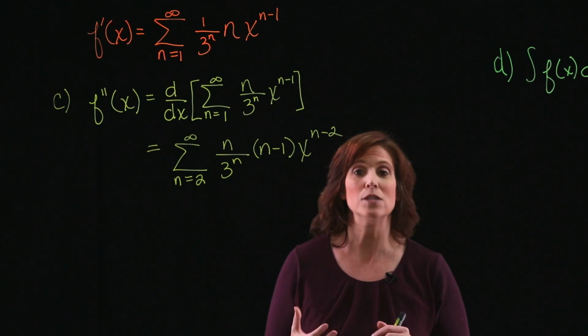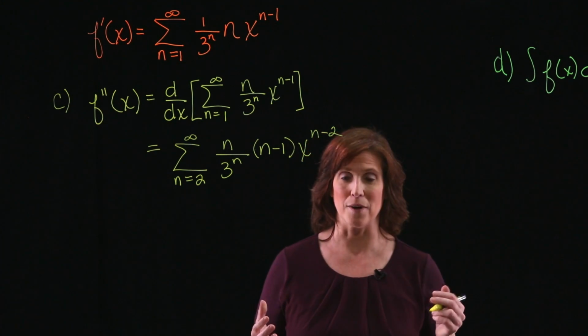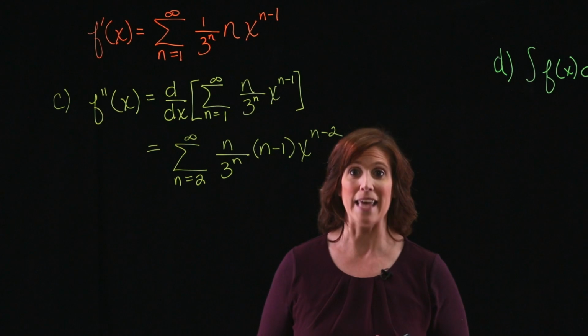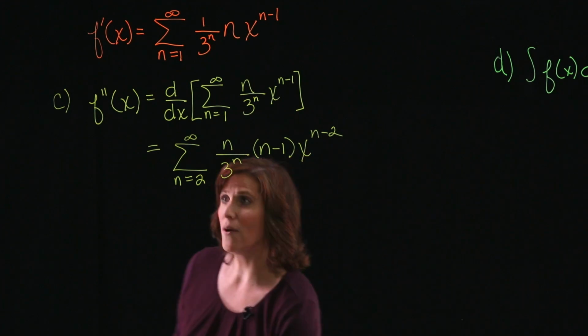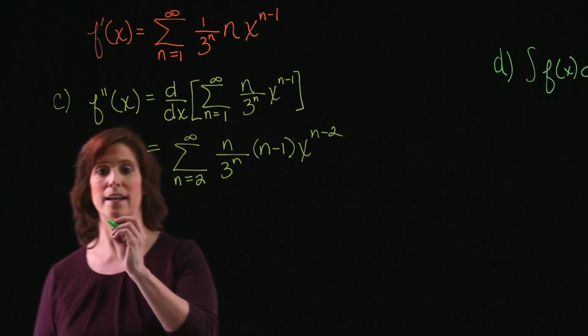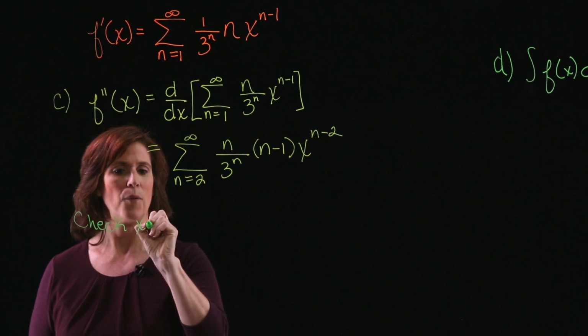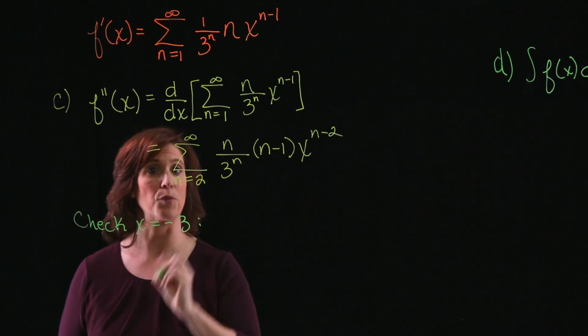In fact, the radius is still going to be 3. So I know it's convergent between -3 and +3. But once again, I need to check the endpoints. So let's go ahead and see what happens to this series when x equals -3.